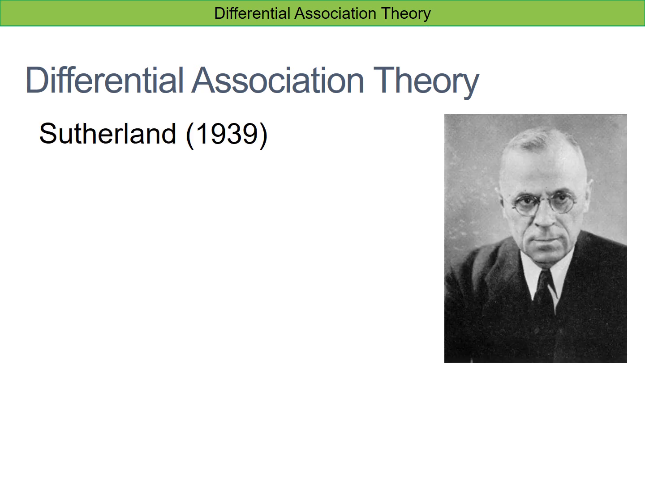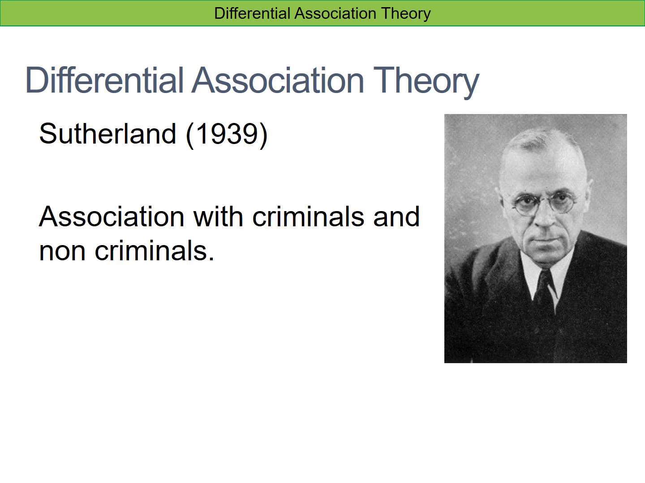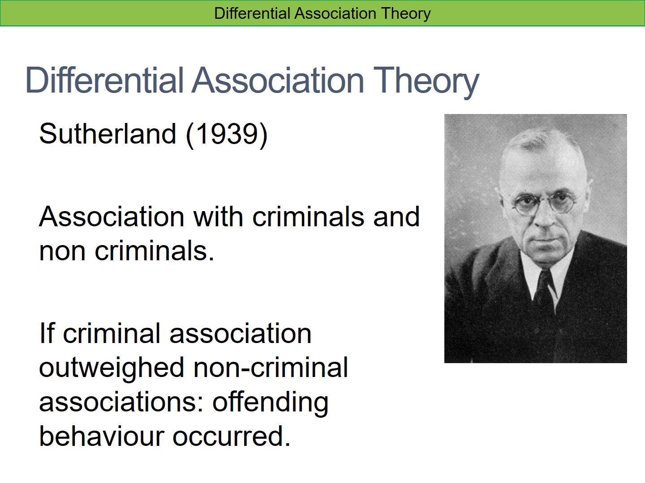So differential association theory was proposed by Sutherland in 1939, and Sutherland suggested that everybody has an association with criminals and non-criminals, and whether or not somebody turns out to be a criminal will depend on whether the criminal associations outweigh the non-criminal associations. So if they do, then offending behaviour would occur. And if criminal association doesn't outweigh non-criminal association, then offending behaviour wouldn't occur. And he even went so far as to suggest that you could develop a mathematical formula which would determine whether or not somebody would offend based on their associations.